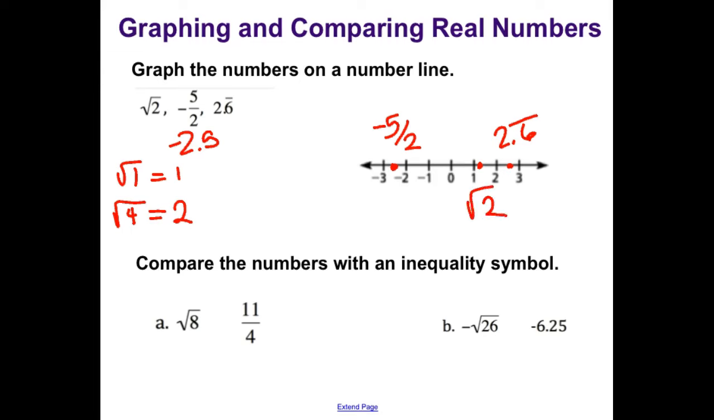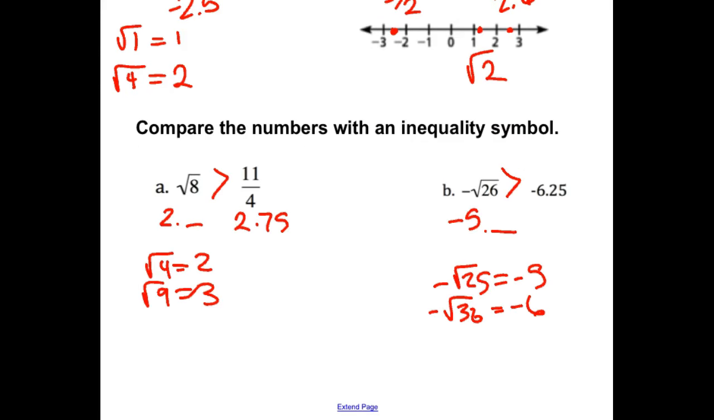Pause the video, do the next two on your own. This first one, you should have gotten the square root of 8 is greater than 11/4. If you're approximating the square root of 8, it's going to be 2 point something, and 11/4 is 2.75. So on this one, I actually went to my calculator, used it to help me, typed in the square root of 8, hit enter, and I got 2.828 as the decimal approximation, which is bigger than 2.75.